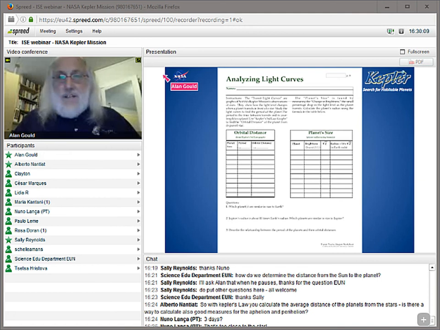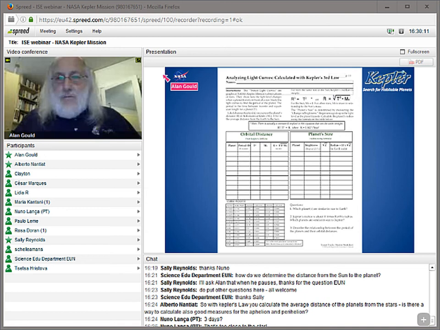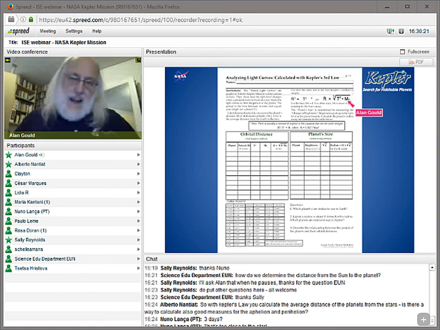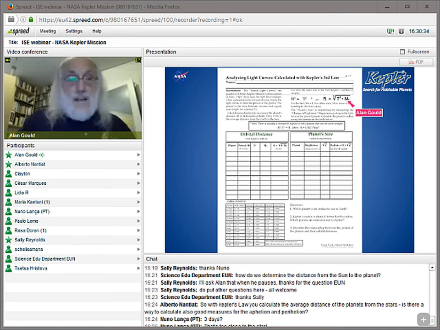Now there's another data sheet for using the actual formula r cubed equals t squared, except that we use it with the mass of that star. If you want to get really an accurate result, you need to include the mass of the star. Now, you might ask, how do you get the mass of the star? The Kepler spacecraft doesn't give us any clue to that.